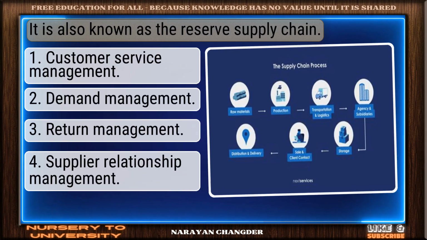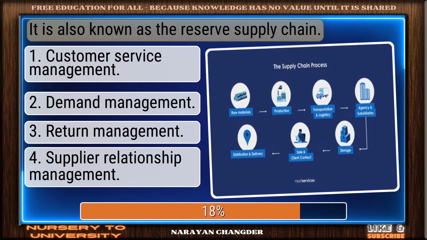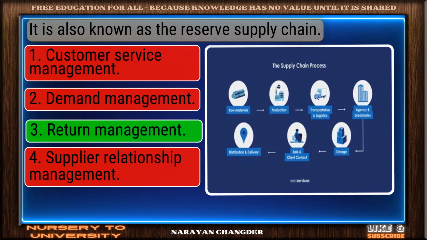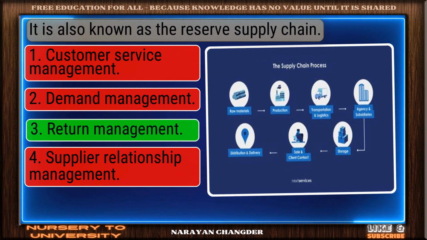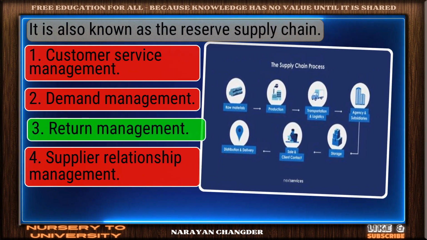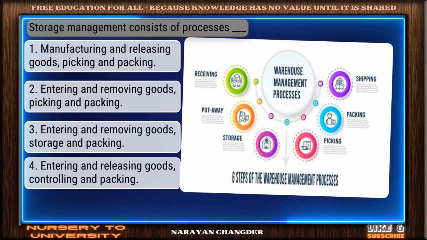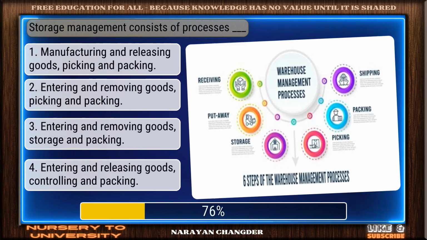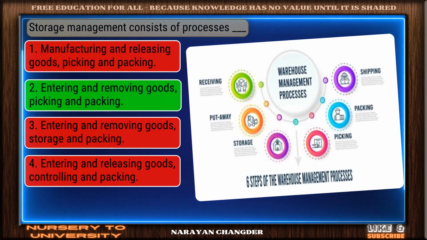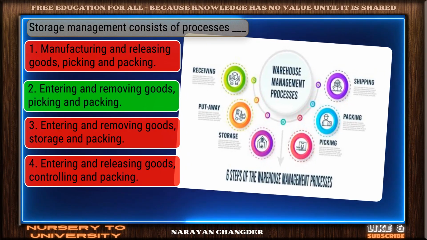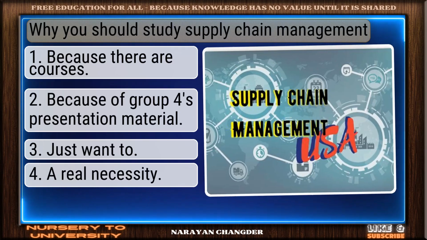It is also known as the reverse supply chain. You got it. Your choice return management is right. Storage management consists of processes DASH. Excellent. Entering and removing goods, picking and packing is a brilliant choice.